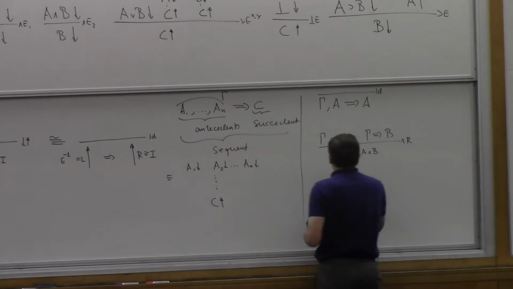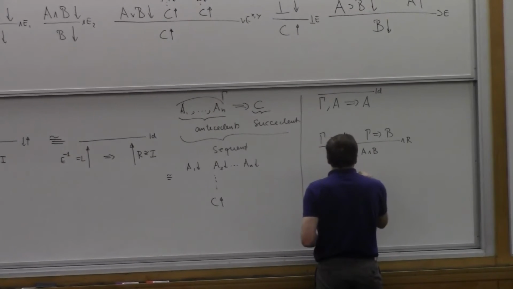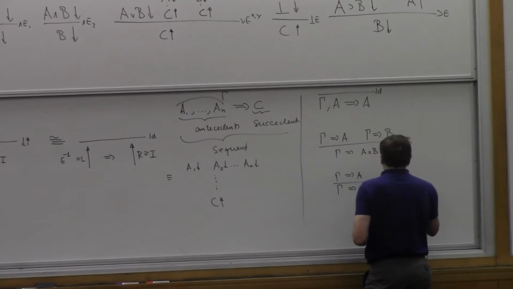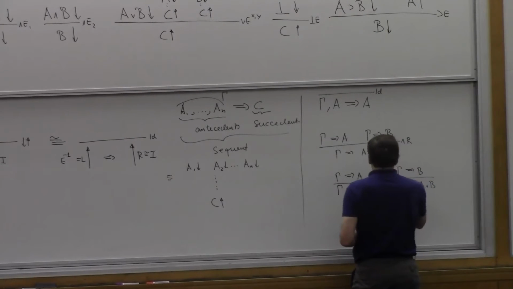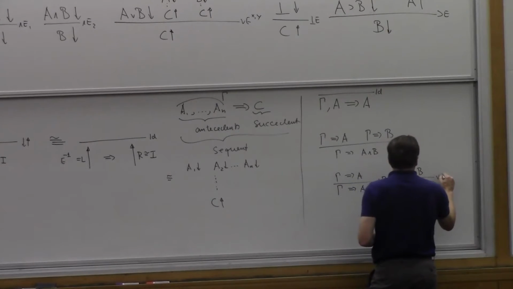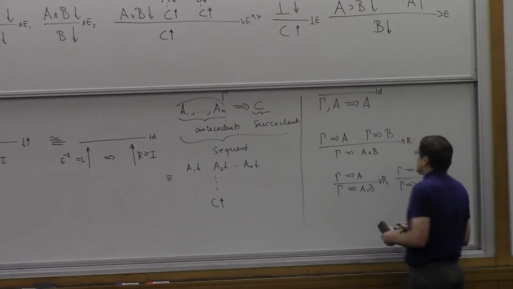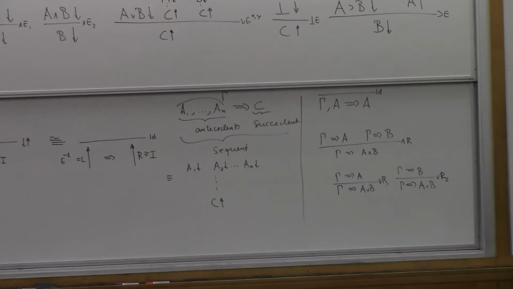So for example, from the assumptions I can prove A or B if from the assumptions I can prove A. From the assumptions I can prove A or B if from the assumptions I can prove B. So this is the first or-right rule, and this is the second or-right rule. Okay, does all that make sense?